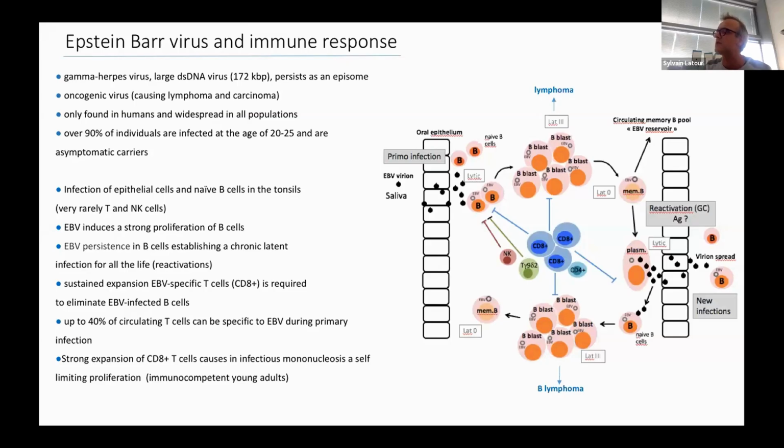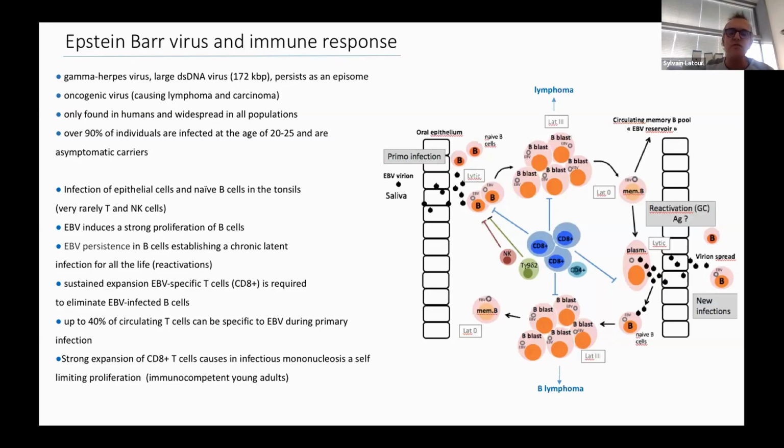NK cells and gamma delta T cells also play a role in the early phases of the immune response, particularly in children. And importantly, in healthy individuals, this EBV-specific T cell response can represent up to 40% of circulating T cells in the blood, indicating that there is a massive and sustained expansion of EBV-specific T cells that is required to efficiently counteract EBV-infected proliferating B cells.